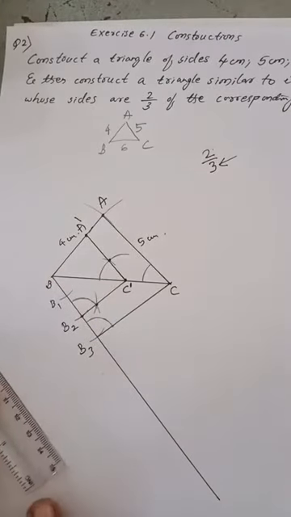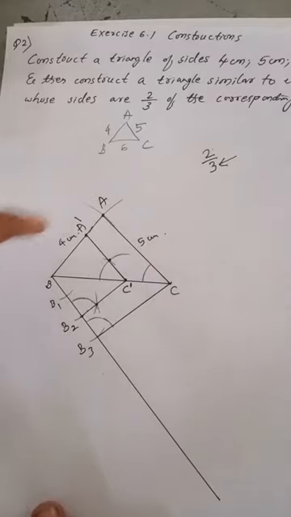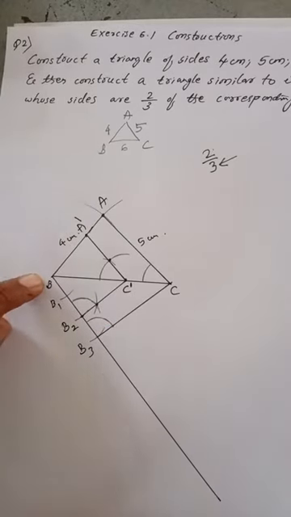So this is the construction of the second question. So the main triangle was ABC. Your new triangle which we formed right now is A dash, C dash and B. Hope you understood.